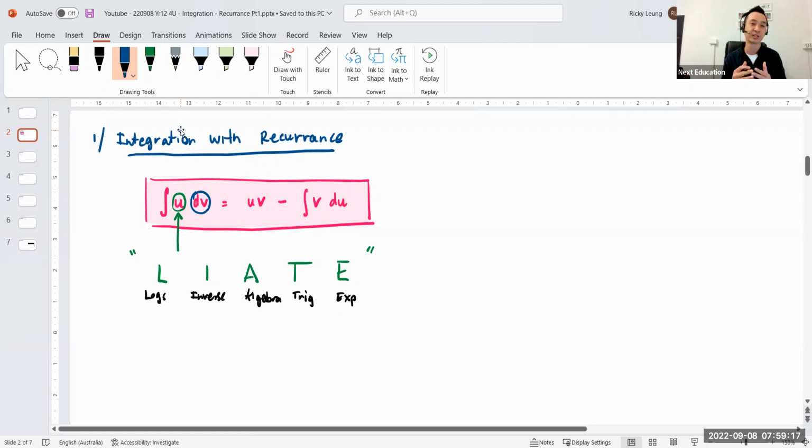So sometimes when LIATE fails, you're going to have to ask yourself the question, which one do I not want to integrate? Because that's what I'm going to differentiate now. With that sort of principle in mind, let's start some questions, and I'll deal with that notion where LIATE fails in question number 3. So let's proceed.